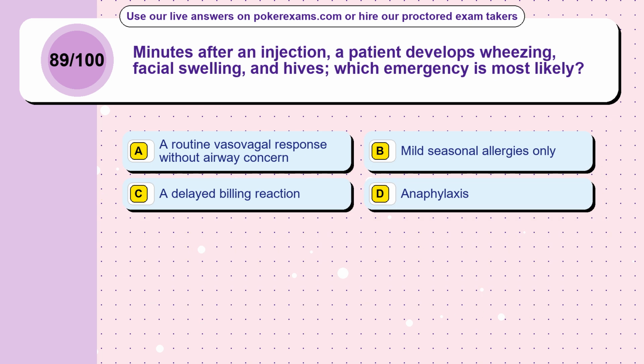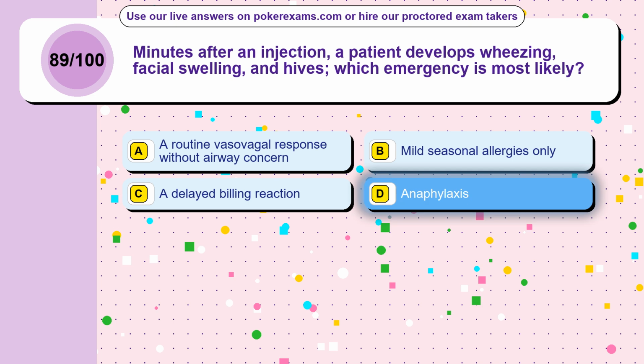Question 89. Minutes after an injection, a patient develops wheezing, facial swelling, and hives. Which emergency is most likely? Option A. A routine vasovagal response without airway concern. Option B. Mild seasonal allergies only. Option C. A delayed billing reaction. Option D. Anaphylaxis. The correct answer is option D.